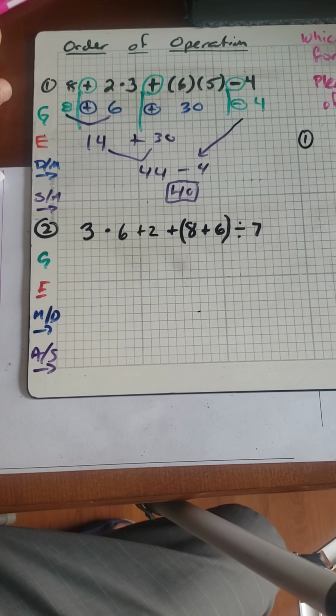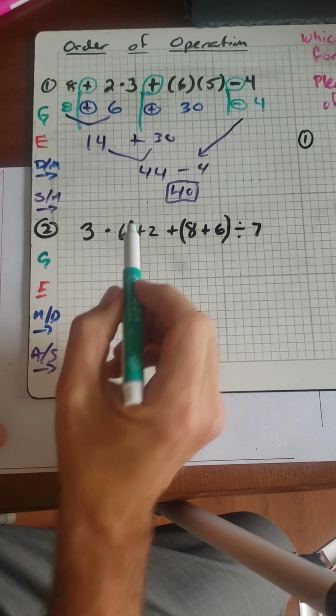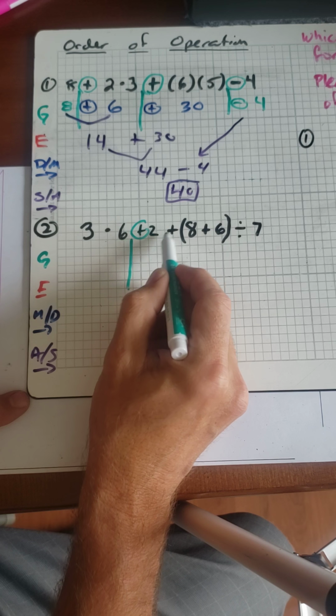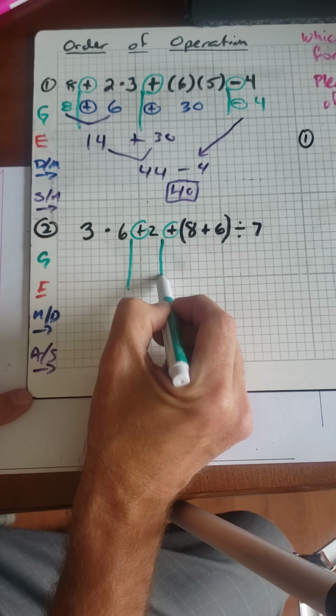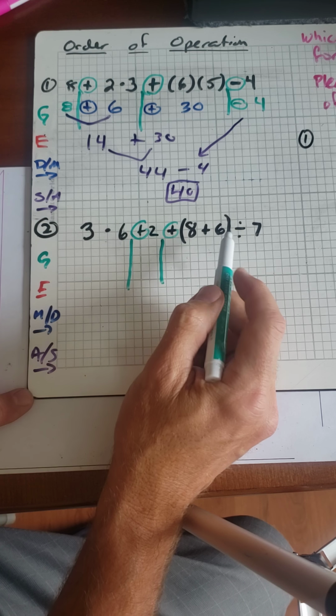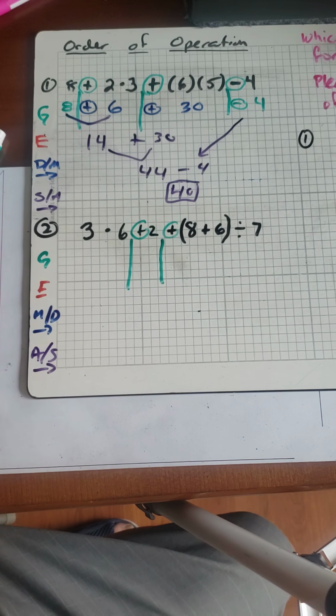Now, first thing I'm gonna do is identify my groups. So anywhere that I see adding and subtracting is a group. So right here is a group, that's a group. Here's another group separated, right? So that's a group. And then this whole thing is another group. Okay, so now I can do my groups in any order.